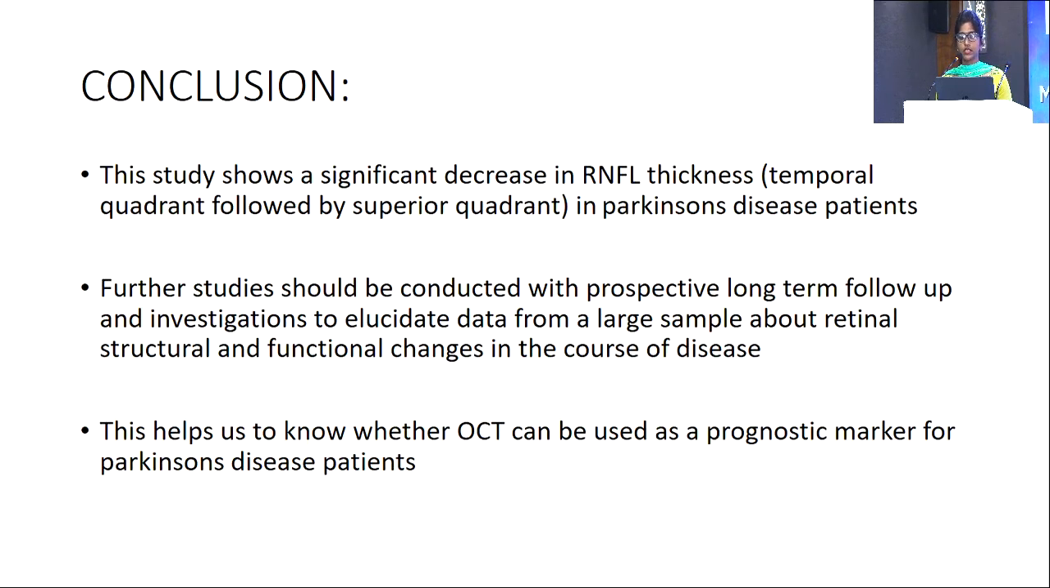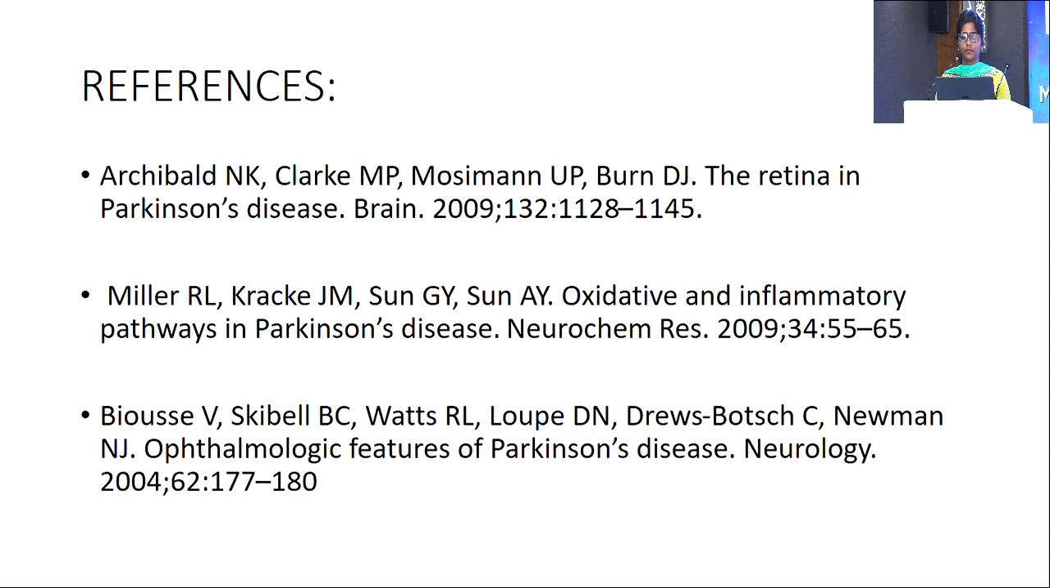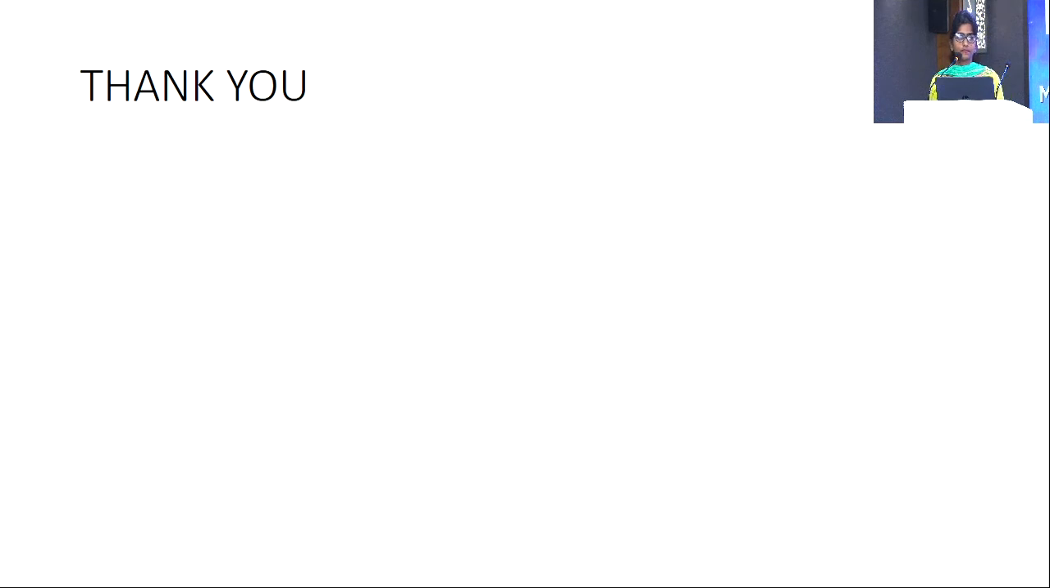Conclusion: this study shows a significant decrease in RNFL thickness in the temporal quadrant, followed by the superior quadrant, in Parkinson's disease. Further studies should be conducted with prospective long-term follow-up and investigations to elucidate data from a larger sample about retinal structural and functional changes in the course of the disease. This helps us to know whether OCT can be used as a prognostic marker for Parkinson's disease in future. These are my references. Thank you.